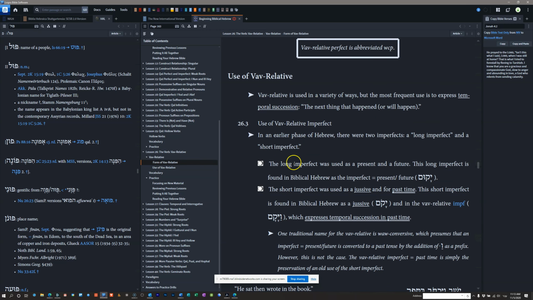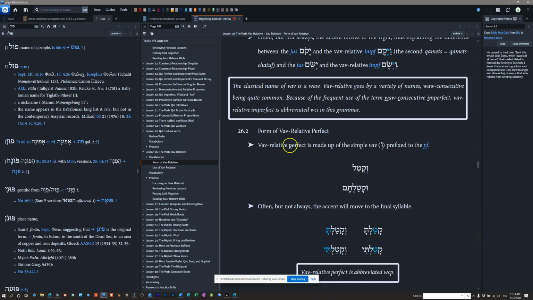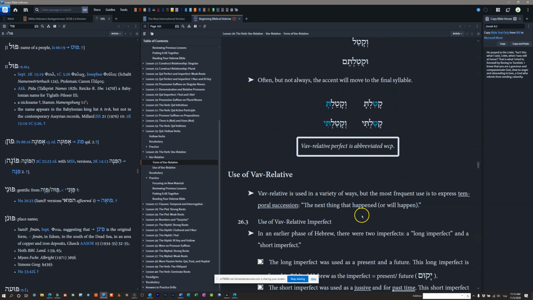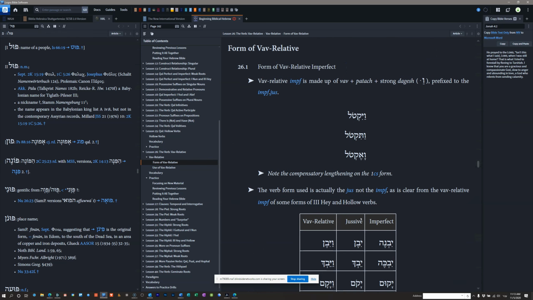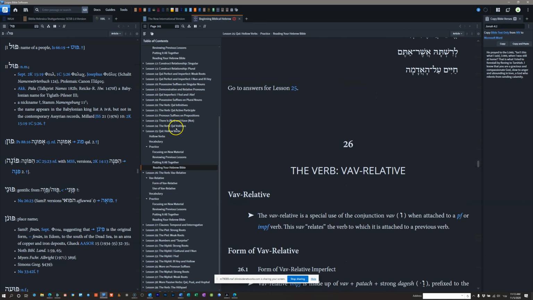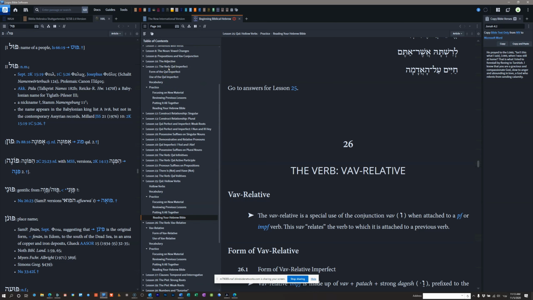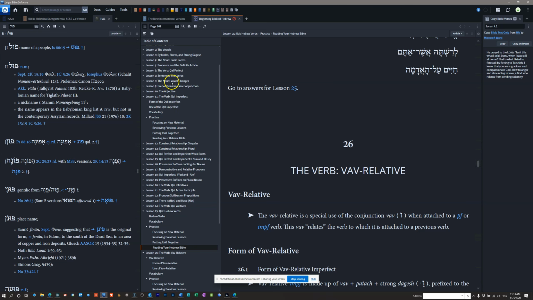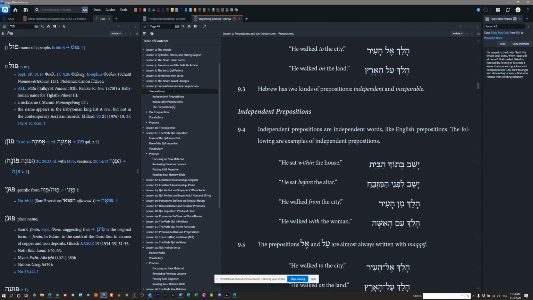The form of the vav relative perfect. Okay. So the vav relative perfect is made up of the vav prefix to the perfect. Often but not always, the accent will move to the final syllable. Okay, so far there's nothing here about it going to shurik. So that's why I think when we go to the vav conjunction, I have to figure out where that happens. There we go. All right.